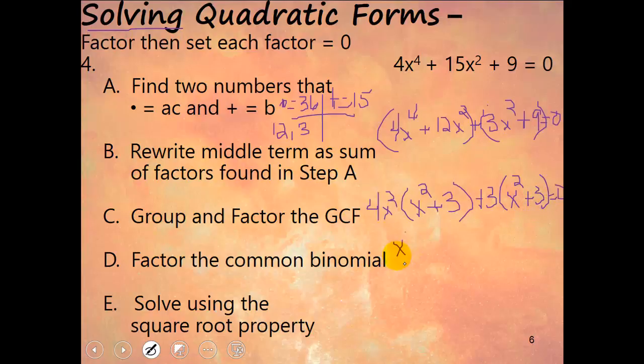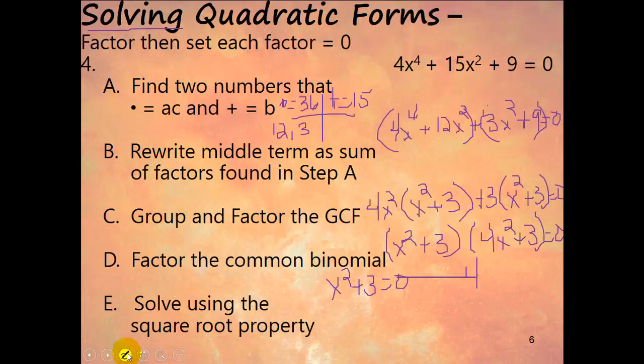Then I'm going to get x squared plus 3, and then I'm going to get 4x squared plus 3. Okay, now these are sums of cubes, and remember we don't have a special factoring technique for those, so we're going to use the square root property on these sums. All right, so x squared plus 3 equals 0, and 4x squared plus 3 equals 0.